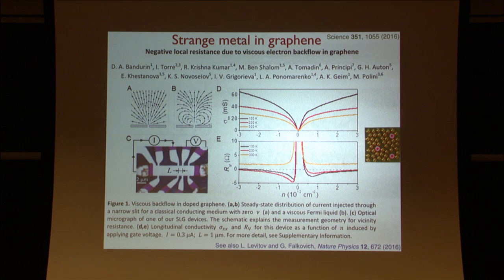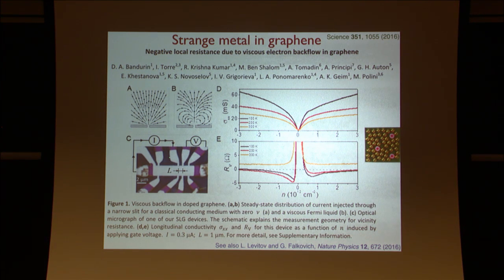So what you then find is that if you now measure, say, the voltage between this point and this point, here the current is flowing that way, and here it's flowing backwards. And that's clearly that sign, and this is proposed by Levitov and Falkovich, is a dramatic sign for momentum drag of current. And that's exactly what they saw.